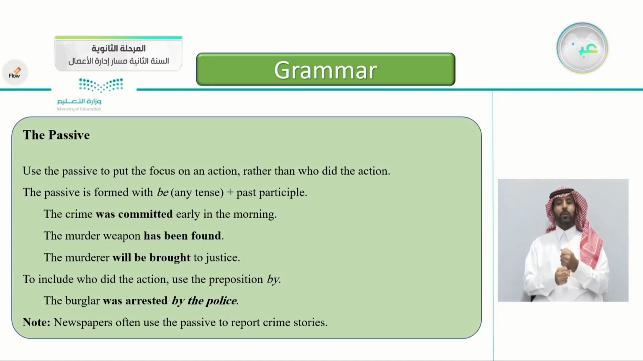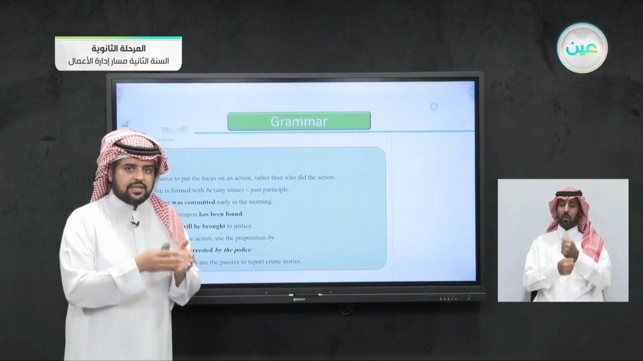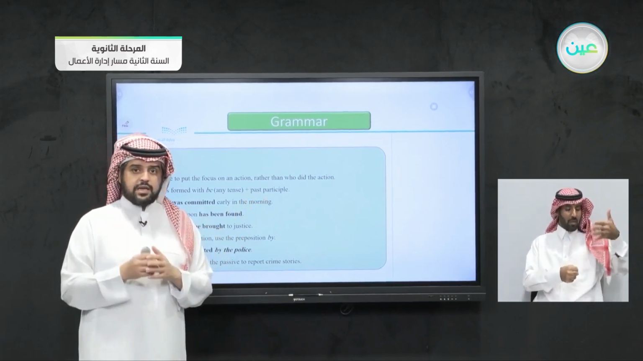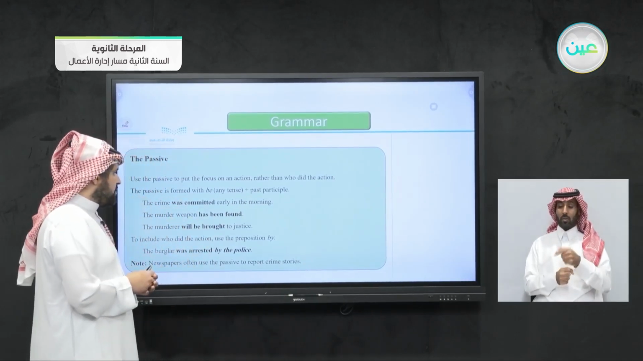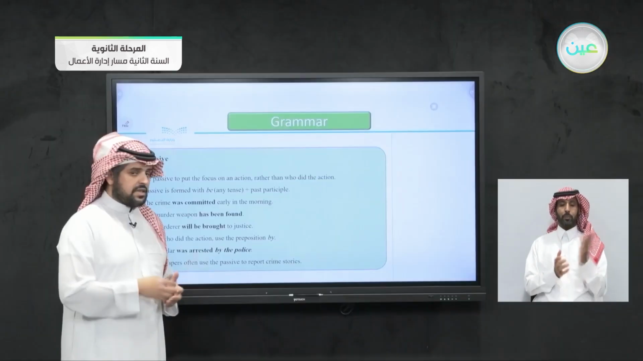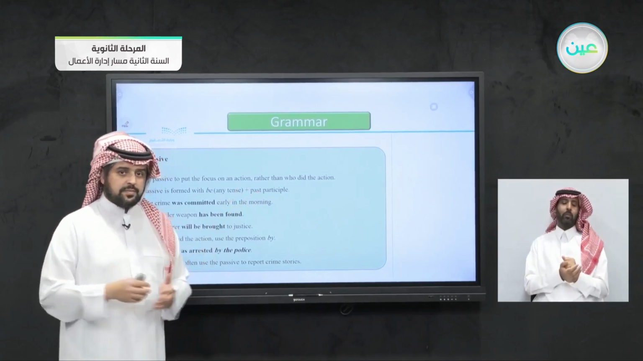So the main use of the passive form is to let you focus on the action itself rather than the person who did the action, or as I said before, the doer. The passive is formed with be, any tense: am, is, are, was or were, plus the past participle. So it's the verb to be, in any tense used according to the situation. Is it present? Is it past? Is it future? Then we add the past participle of the verb.